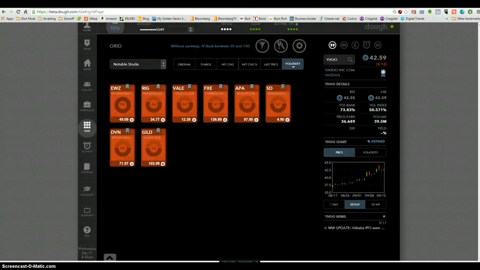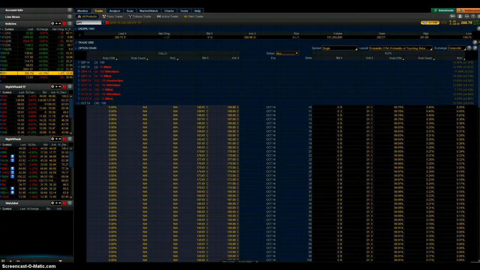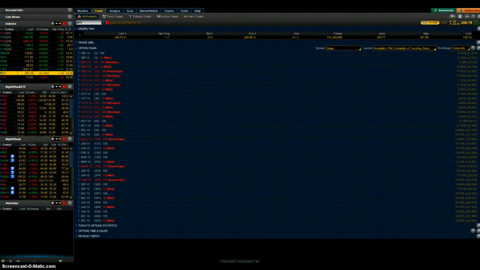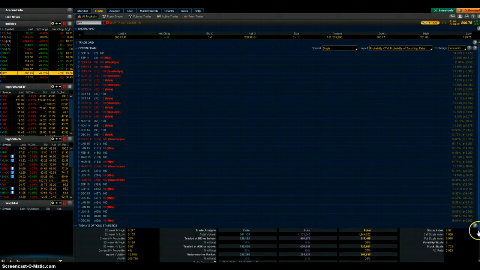Let me show you on Thinkorswim. Let's go to the SPY on Thinkorswim, go to the trade page, and look at this option chain. Expand the option chain. These numbers down here are your implied volatility per month for that month. Some months are higher than others. Now, if you open up down here where it says today's option statistics, you may want to know what the implied volatility percentile is for that particular month.